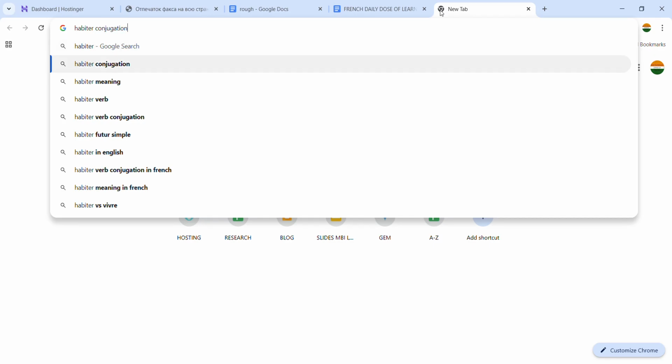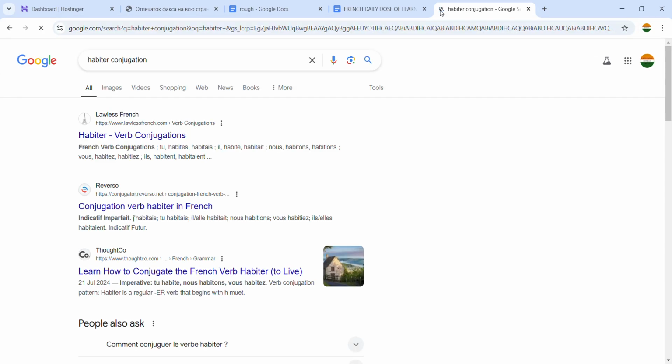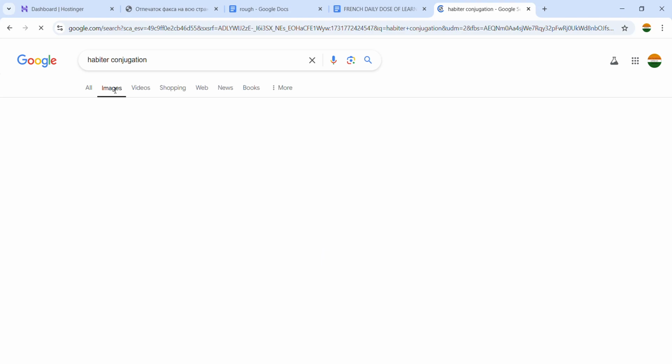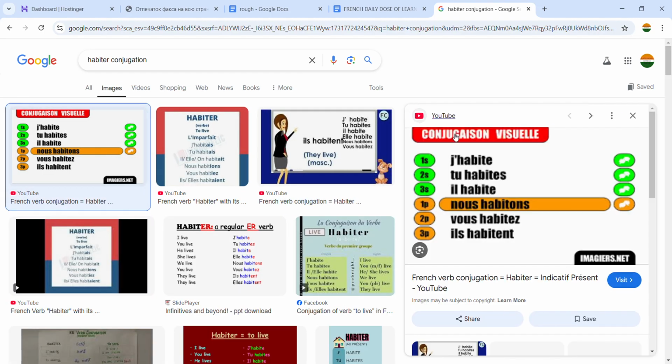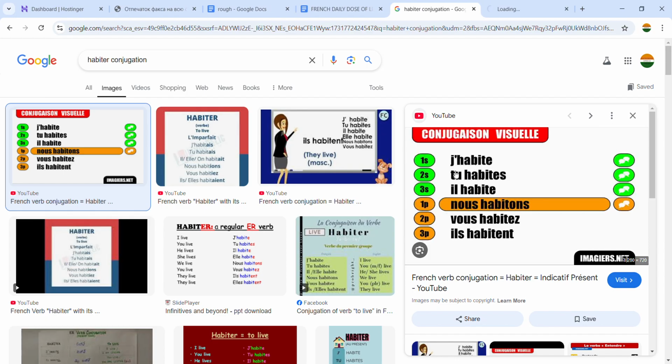Habiter conjugation in present indicative, right? First start with this, and you can repeat after me. J'habite. Habiter is a verb which means to live. So you will say j'habite, tu habites, il habite, nous habitons, vous habitez, ils habitent, and elles habitent.